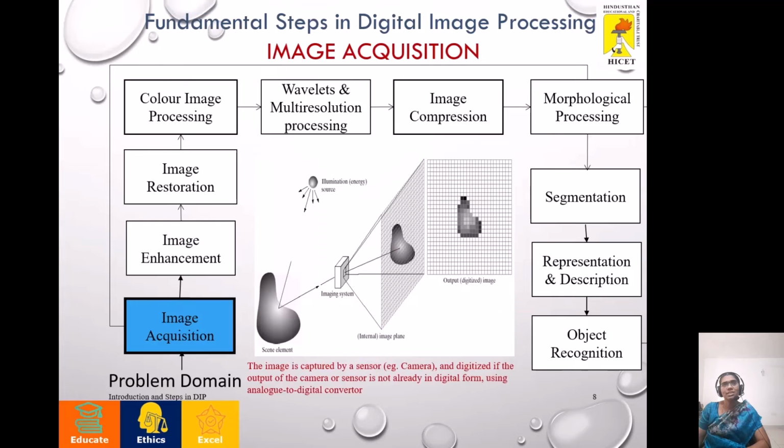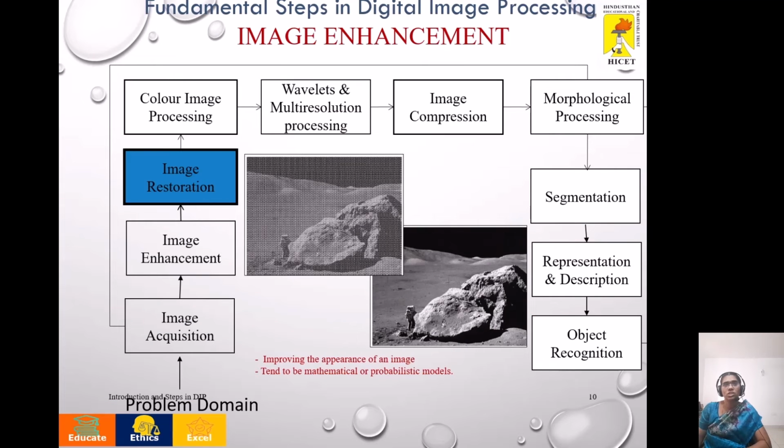And the next step involved is image restoration. Suppose the image is affected by noise, that noise has to be removed and the image has to be restored. For example, in this image, the image is affected by periodic noise. This noise has to be removed based on the mathematical knowledge about the periodic noise, and the image can be restored. So restoration is also trying to improve the appearance of the image, but it is based on an objective model, which is a mathematical model, whereas image enhancement is a subjective process.